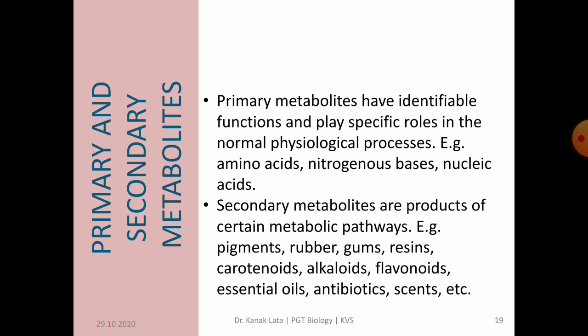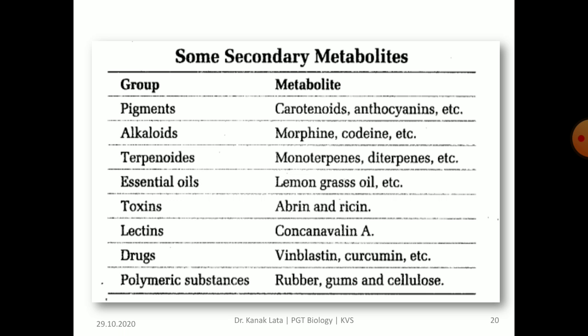Whereas secondary metabolites are products of certain metabolic pathways. For example, pigments, rubber, gum, resins, carotenoids, alkaloids, flavonoids, essential oils, antibiotics, scents, etc. These all are secondary metabolites. Many secondary metabolites are useful to human welfare and some have ecological importance also. Here there are some secondary metabolites.